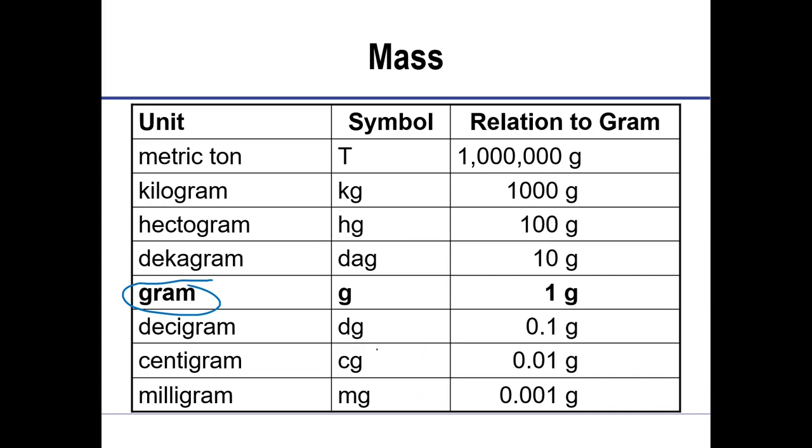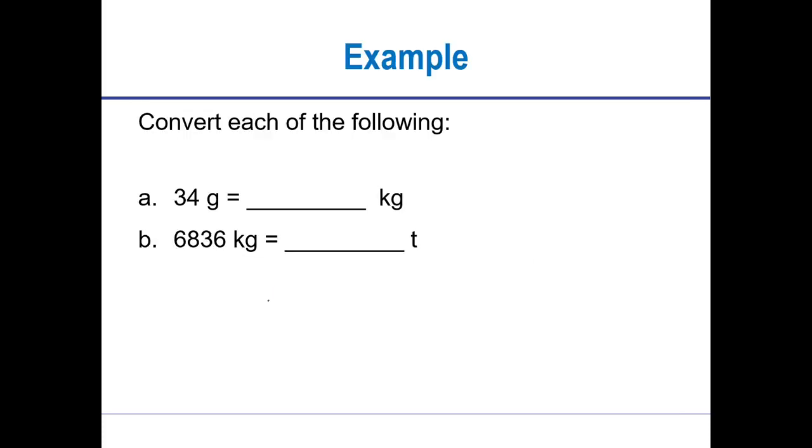We might need to use this table when converting and looking for unit fractions. Example, let's convert each of the following. We want to convert 34 grams into kilograms. So we'll start with 34 grams and we'll multiply it by a unit fraction.